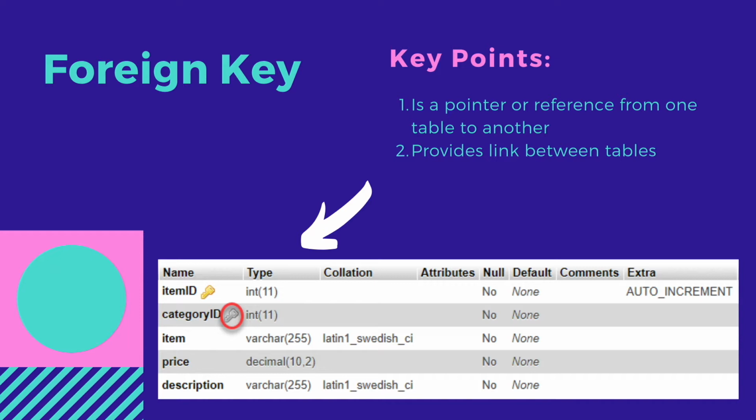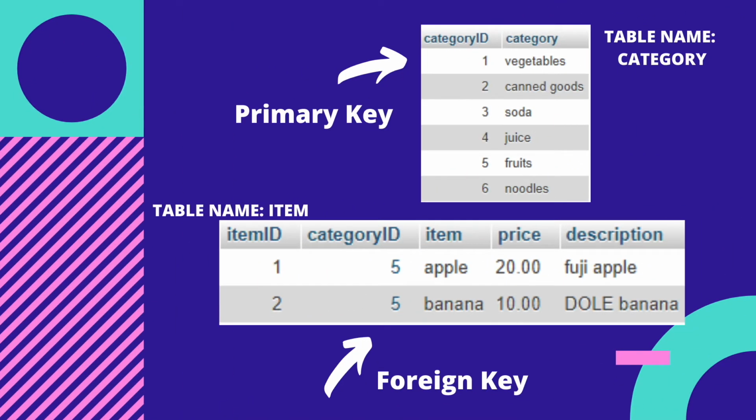For example, sa table structure na to sa baba, ang category ID na column is the foreign key. The data from this column comes from the data sa category table, which is sa category ID column din.